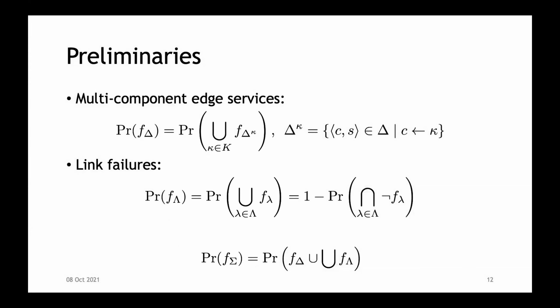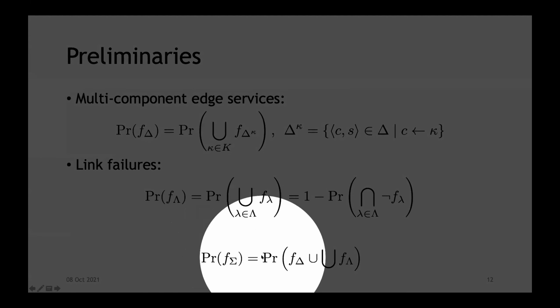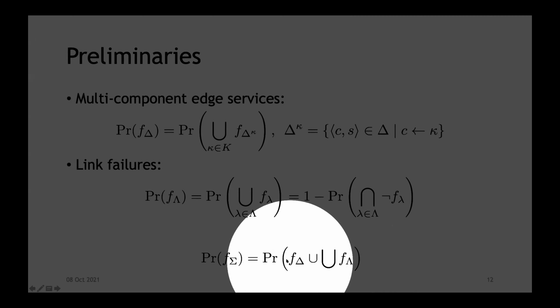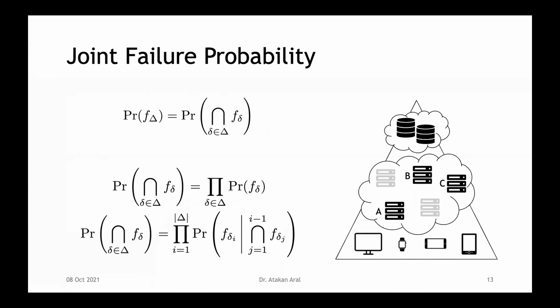And finally, we can define the failure probability of the service, this time including link failures as well, as the F delta that we previously defined, and F lambda that we defined here as the link failures. So the union of all link failures plus node failures is the failure probability of the whole service. Then the question comes, how can we calculate this probability? Because this kind of computation is not that trivial, because of the challenges that I introduced previously. I think someone raised a hand, so you can simply interrupt.